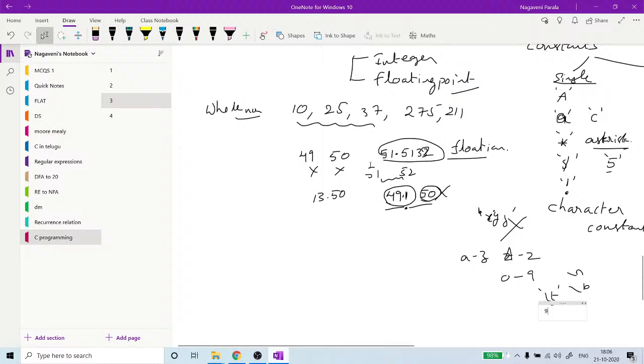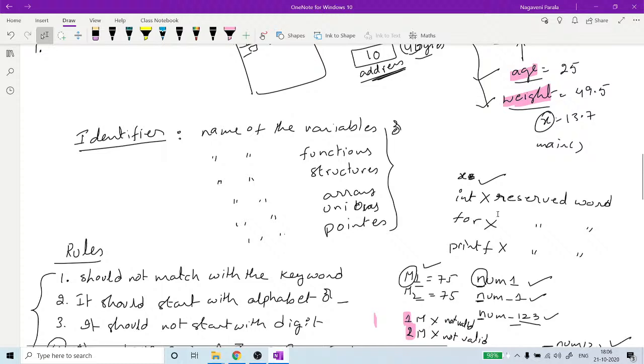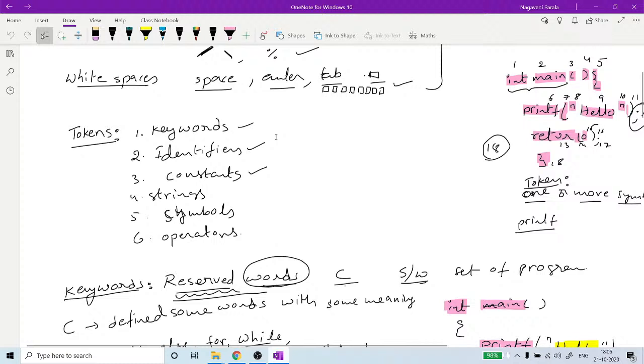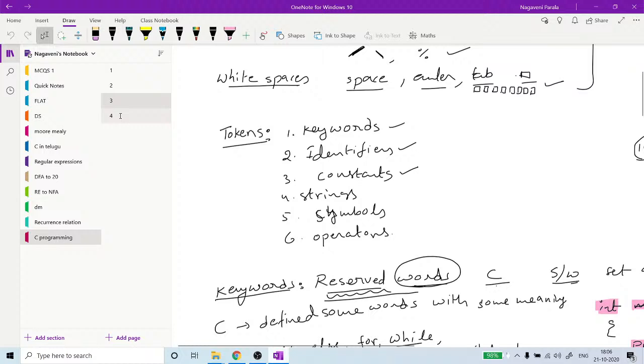We started discussing the keywords, and identifiers are completed. Today we will see what constants, strings, symbols and other operators are. So first we will see about constants. Today's topic is about constants.